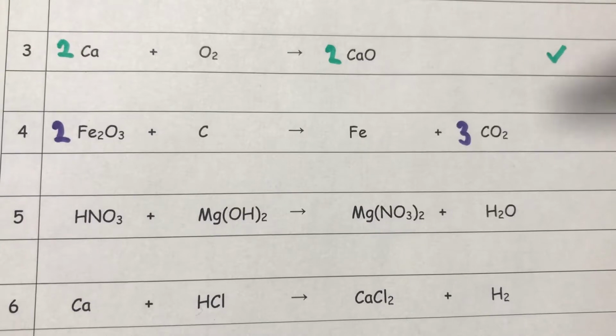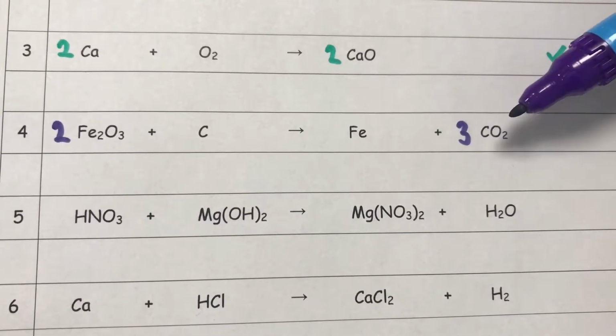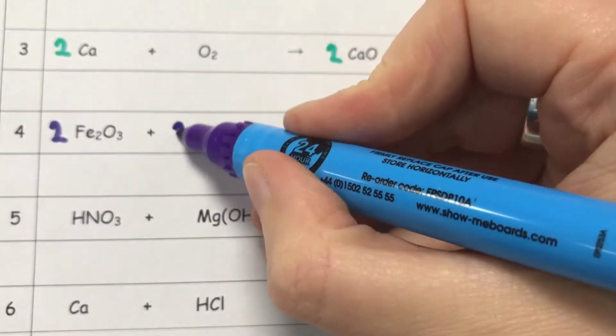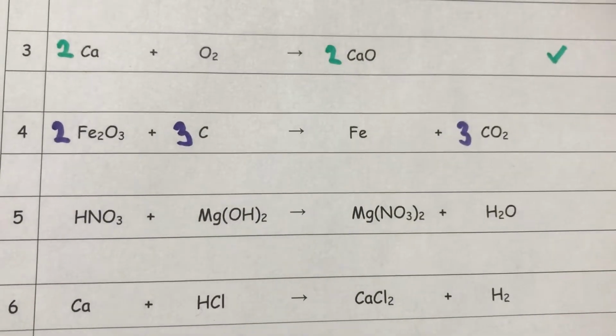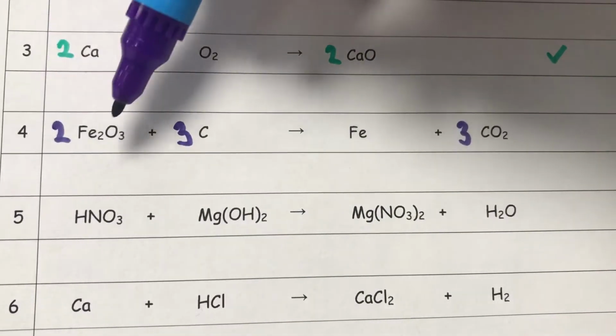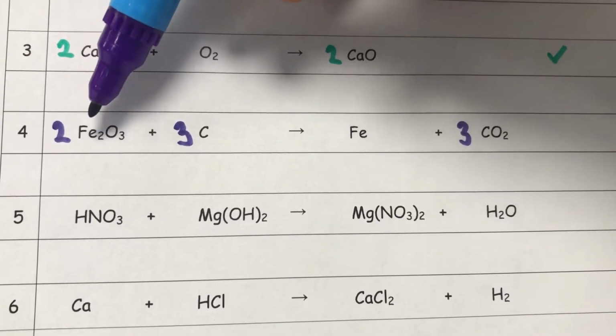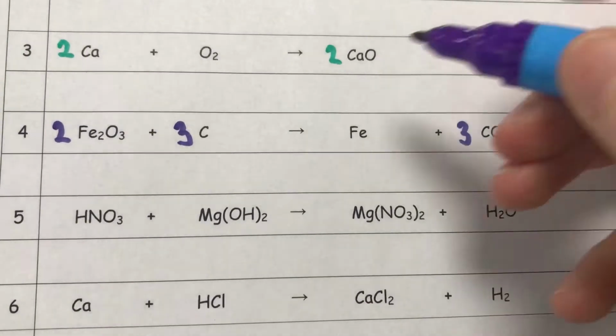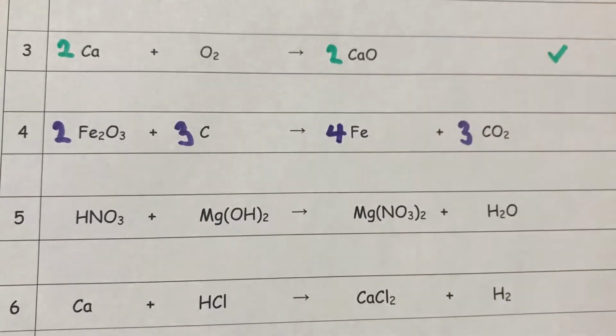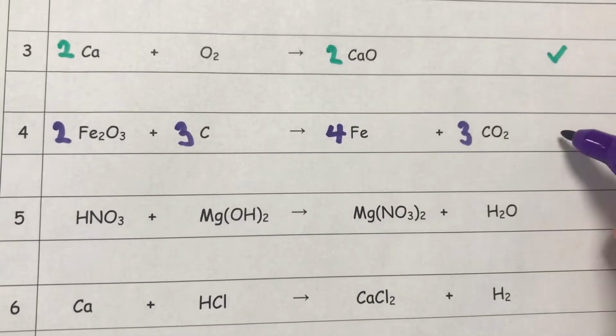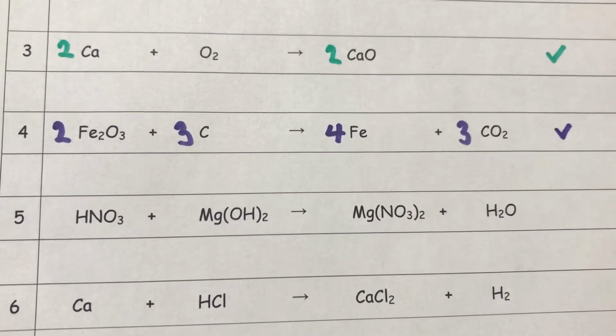Now I can look at my carbon or my iron, doesn't matter which one I do next. I've got 3 carbons here, and so I'm going to put a 3 there, and I've got 2 times 2 Fe's. So that's 4 of the iron atoms. So I'm going to go for a 4 there, and that's now balanced.